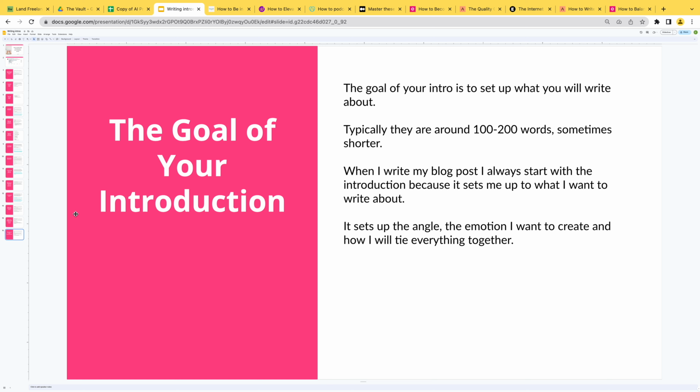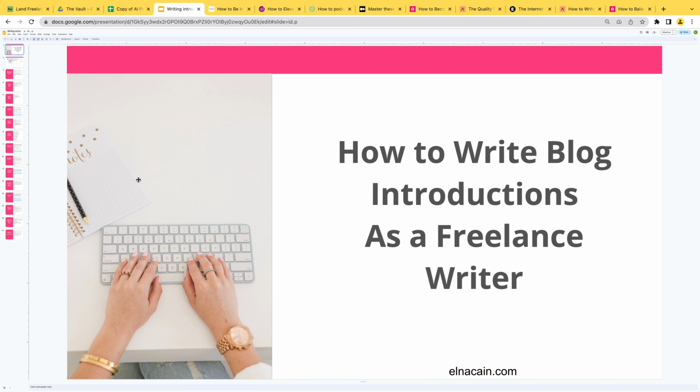You may only do the main part of the article and save your intro and conclusion as the last part of your writing process. Whatever your writing process is, maybe if you're struggling with introductions, you want to try these hooks and maybe writing them will become easier. So then you can use sort of that top-down approach to writing like I do. All right, so there you go. That's how to write blog introductions as a freelance writer.